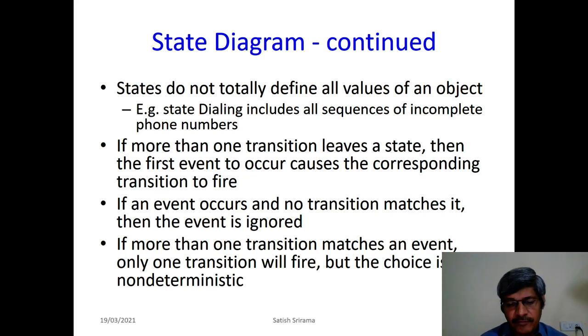If more than one transition leaves a state, then the first event to occur causes the corresponding transition to fire. There is more than one transition going from state A, so the first event which occurs will correspond to that transition. The transition will be fired, and then you will be moved to the next state. But if an event occurs and there is no transition which matches it, then the event is ignored.